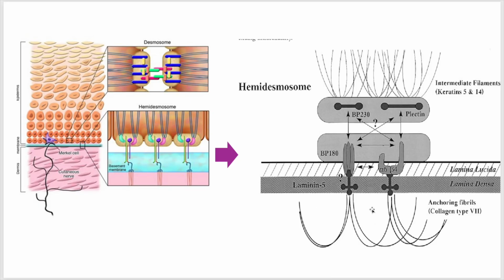So again, the hemidesmosomes are like the anchors of the foundation bolts that keep the epidermis attached to the dermis. And when they are damaged, the building lifts off, forming a subepidermal blister.